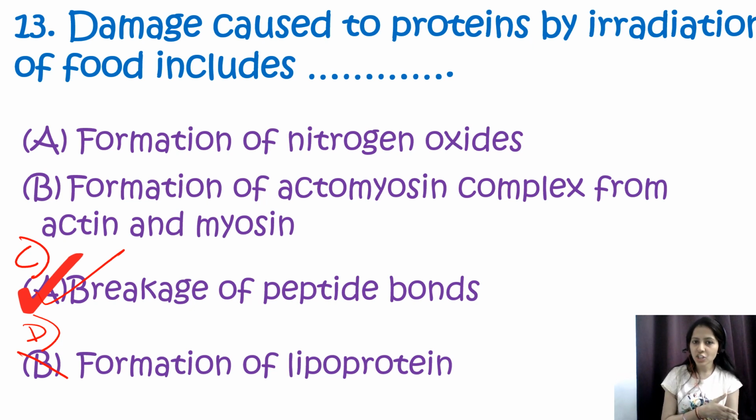So irradiation of food can cause damage to proteins by breaking the peptide bonds that link the amino acids together in protein structures. These high energies, like gamma rays, X-rays or electron beams, can induce chemical reactions and can disrupt the molecular structures of these proteins. So option number C is my correct option.